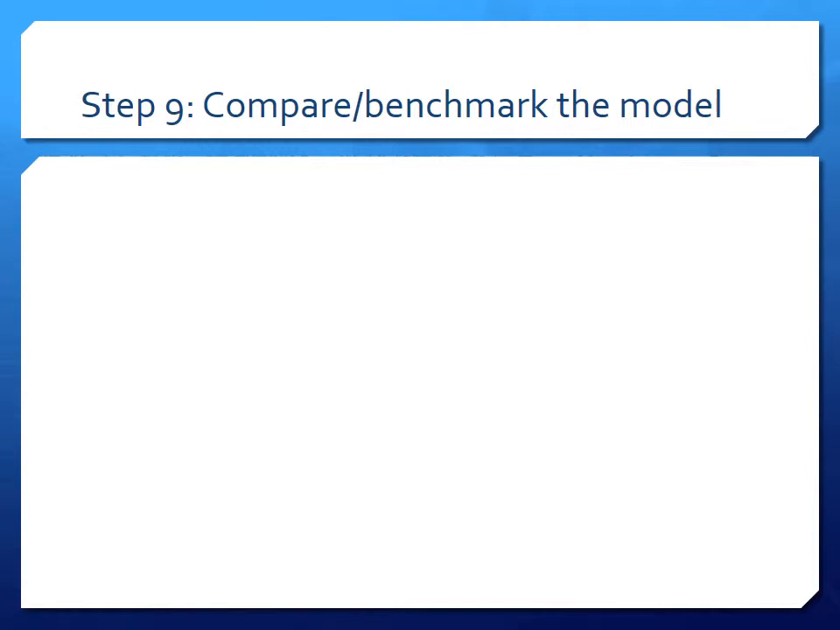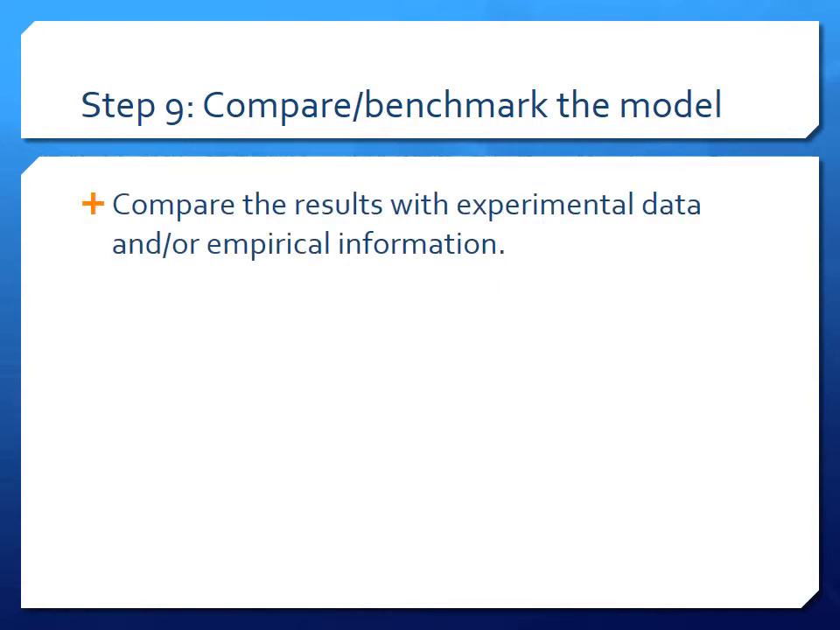And the next step then is to compare, if there's any data out there, to benchmark the model, and the idea is to compare the results with any sort of experimental data or any empirical information. In the case of body weight, for example, if you monitor data on the body weight over time, if you have data on the daily body weight of an individual, then you can go back and say, well, the model compares favorably with the measured data. So it's a sanity check. It's not a foolproof check, but it's a sanity check.